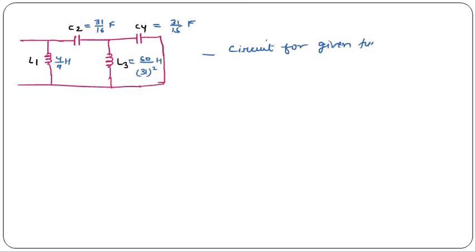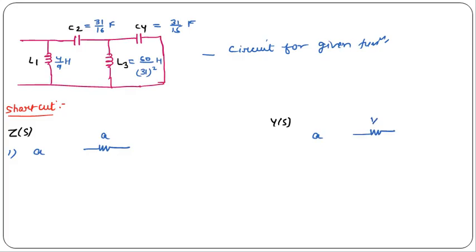Now let us see using the shortcut. For the shortcut I have given you a table. You can use this table in the Cauer first form and also in the second form. You have to match for Z of S and Y of S. If you are looking at Z of S, the first possibility is that you get the value A in the question, which indicates a resistor of value A. And if you get A in Y of S, you will get a resistor of value 1 by A.